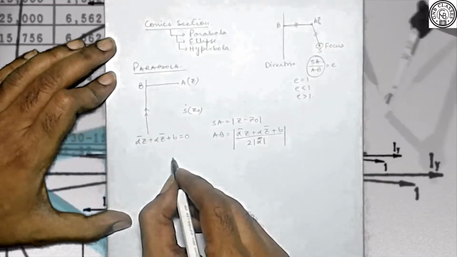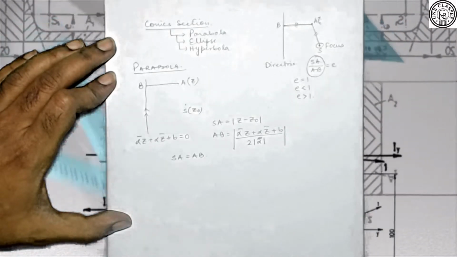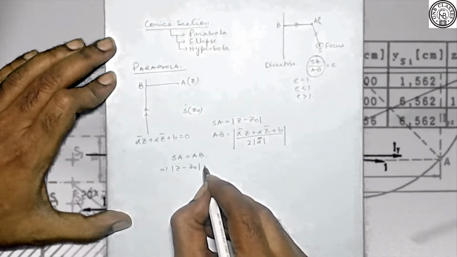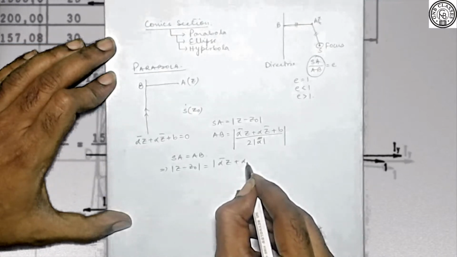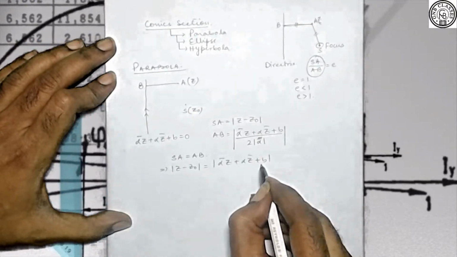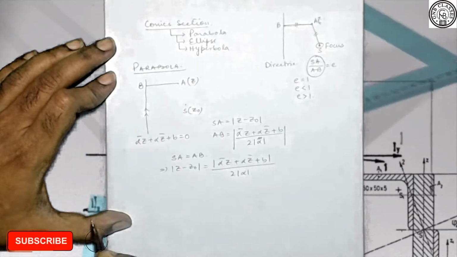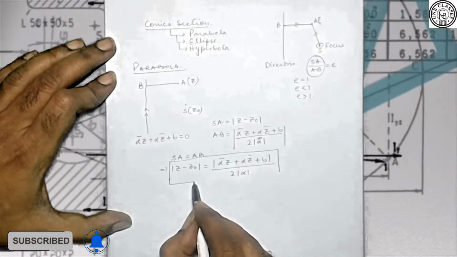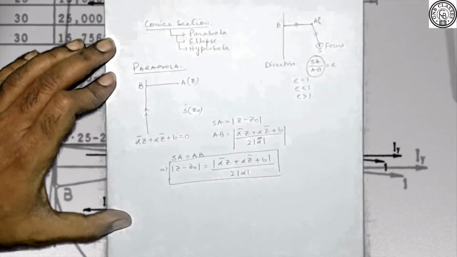Is it clear? So, in case of parabola, your AC is equal to AB. That implies mod of Z minus Z0 equals mod of alpha bar Z plus alpha Z bar plus B divided by 2 mod of alpha. Is it clear? And that is the equation of a parabola on a complex plane. Is it okay? Absolutely. Okay.